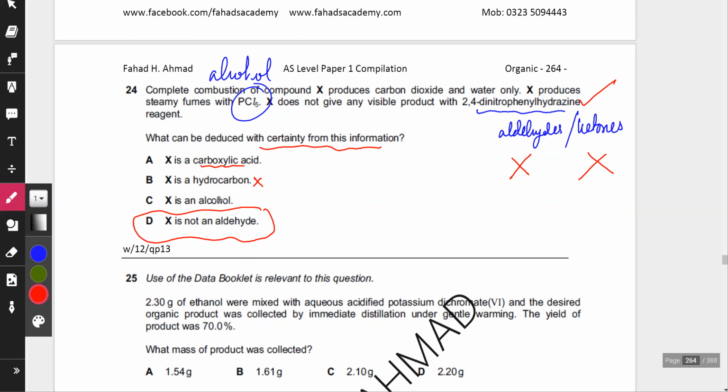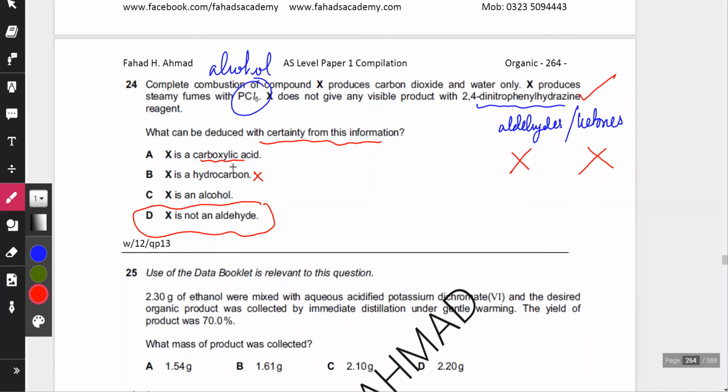So both of them actually react with PCl5. You can't be certain it's an alcohol. It could also be a carboxylic acid. But this option A is now actually removed. This reaction is no longer in your course. Taha, is this clear?